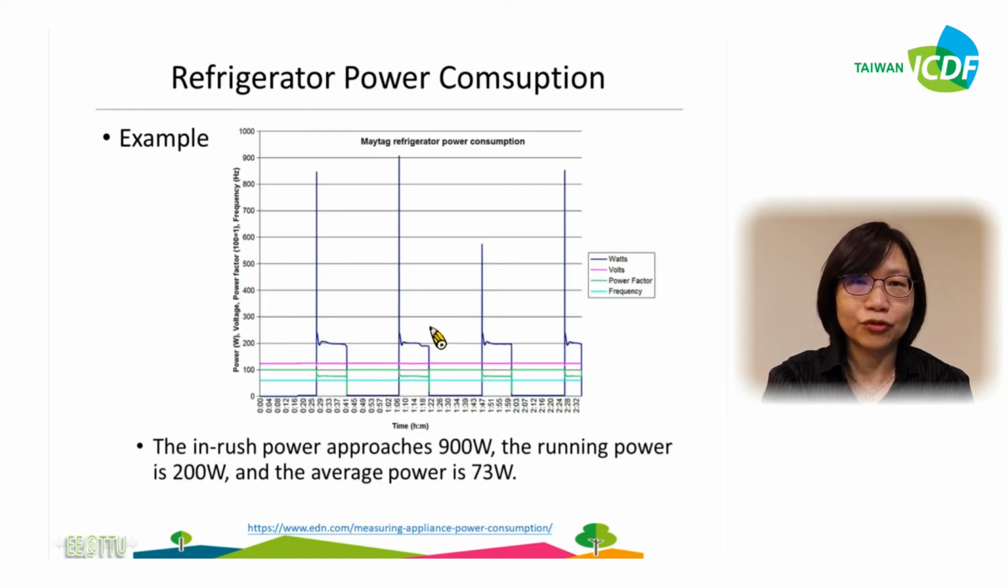This example shows you the refrigerator power consumption. The dark blue line is the power with respect to time. For this example, the inrush power approaches 900 watts. The running power is 200 watts. The overall average power is 73 watts.